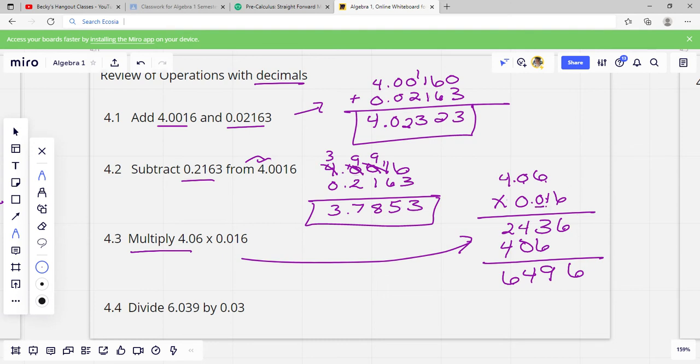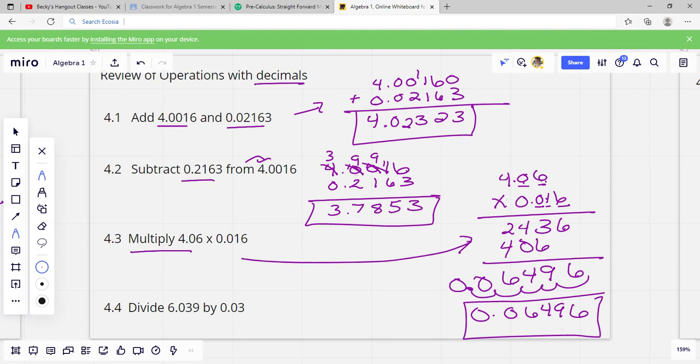I've got 1, 2, 3, 4, 5. So I have to start at the right and go 5 places: 1, 2, 3, 4, 5. I have to add in a 0 and then my decimal. So it's 0.06496 is the answer. Okay, so you count the number of decimal places in both numbers, then start all the way on the right and count left that many places, then put your decimal in.